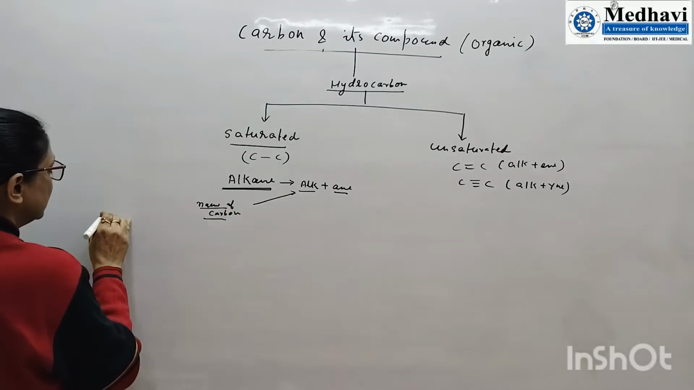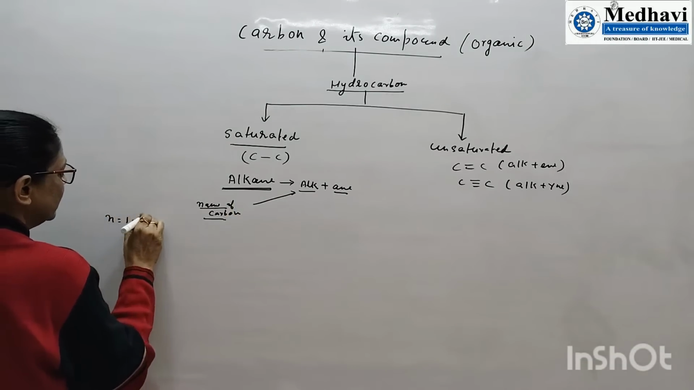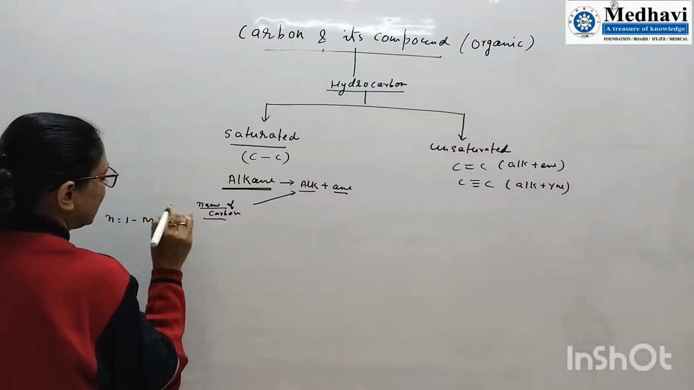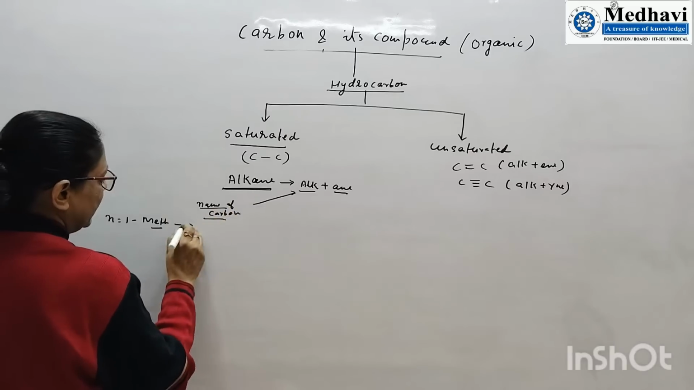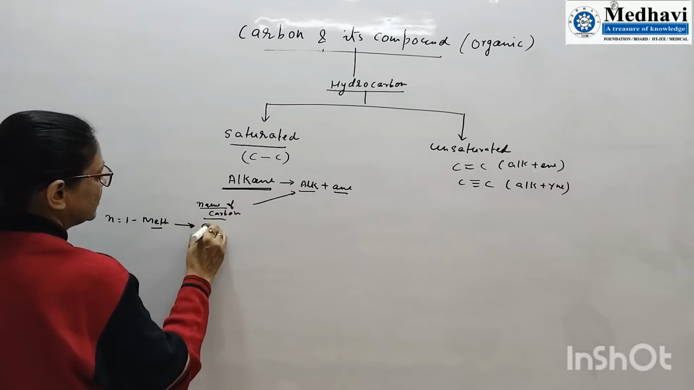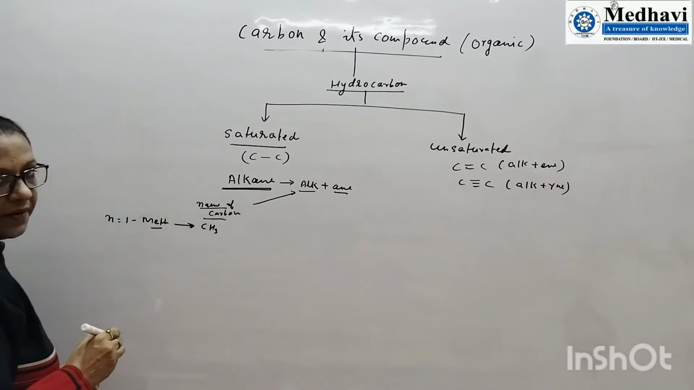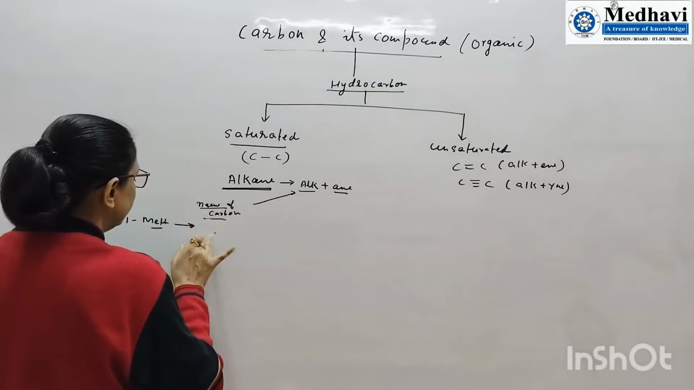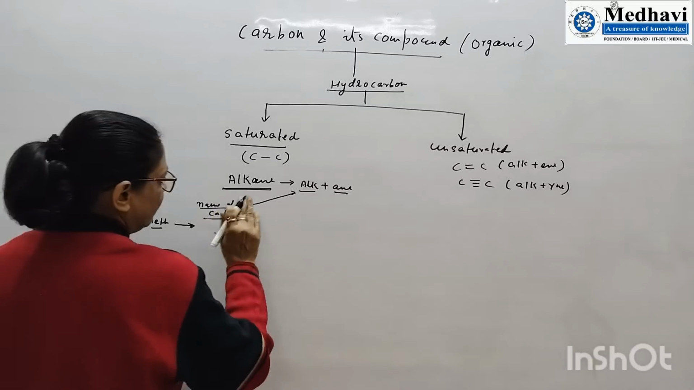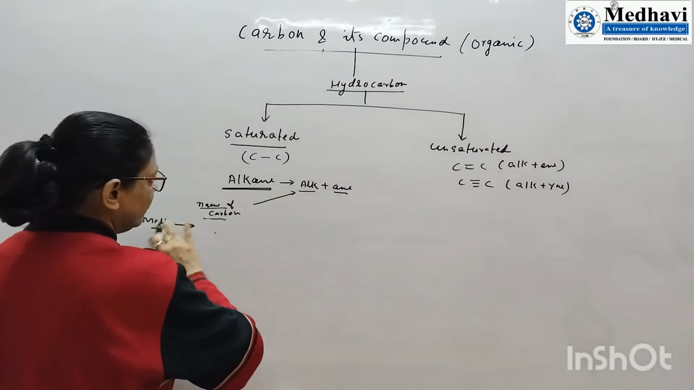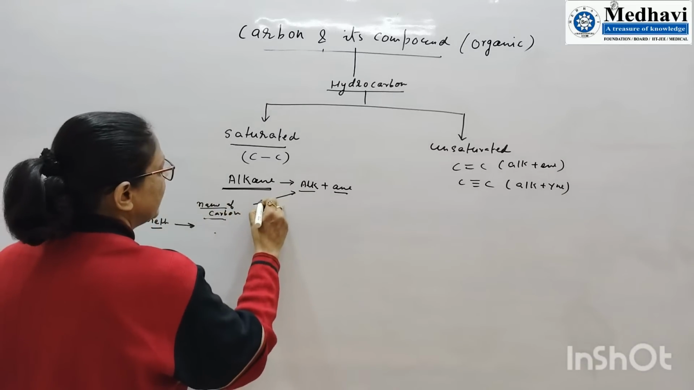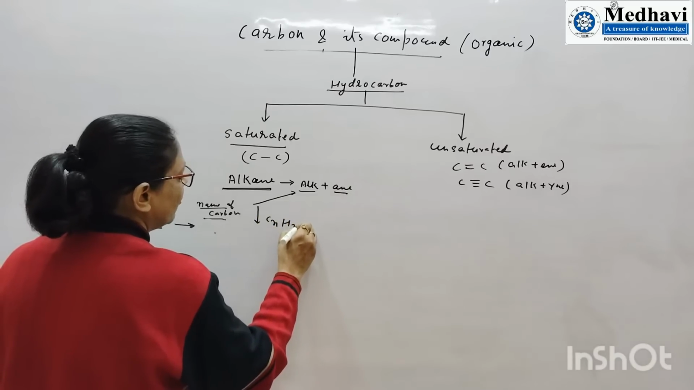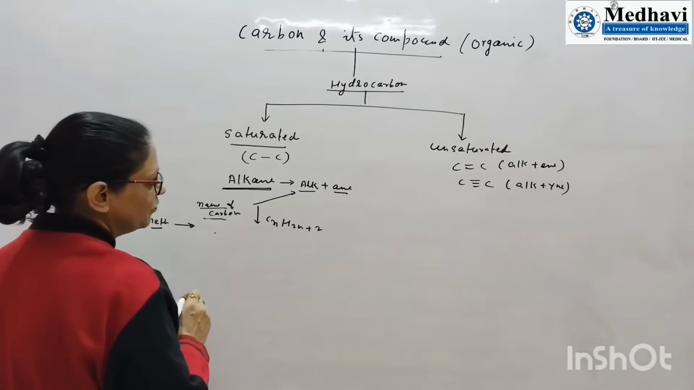For example, if the number of carbon is 1, then this is called the meth group, and its alkyl part is CH3. I will explain what alkyl is. Here, methane. So meth is there, and when we combine meth with ane, it becomes methane. So we put the formula. For this we need to apply the formula CnH2n+2.